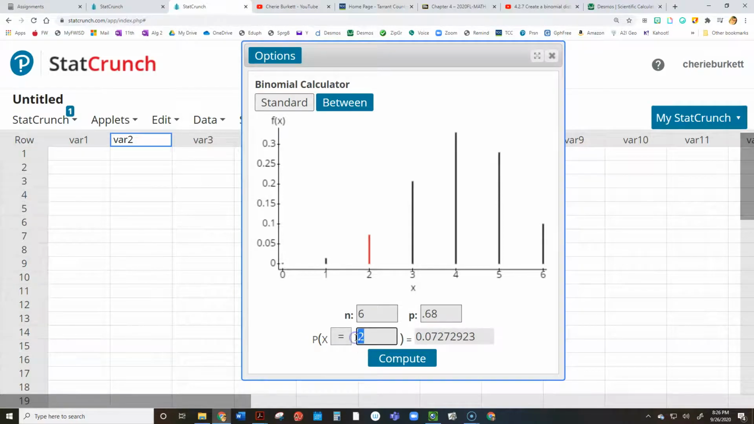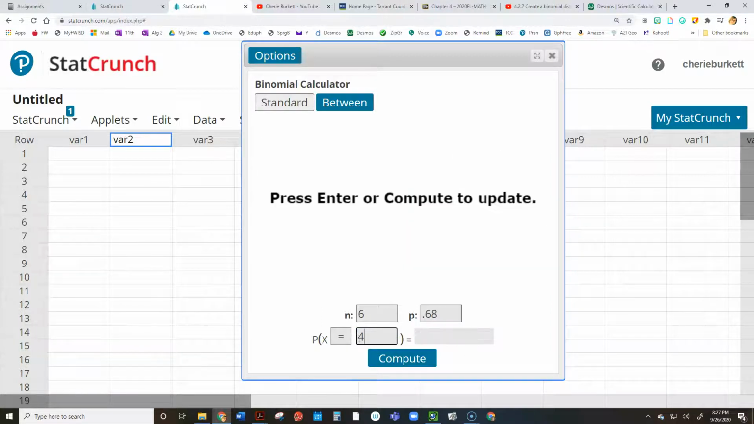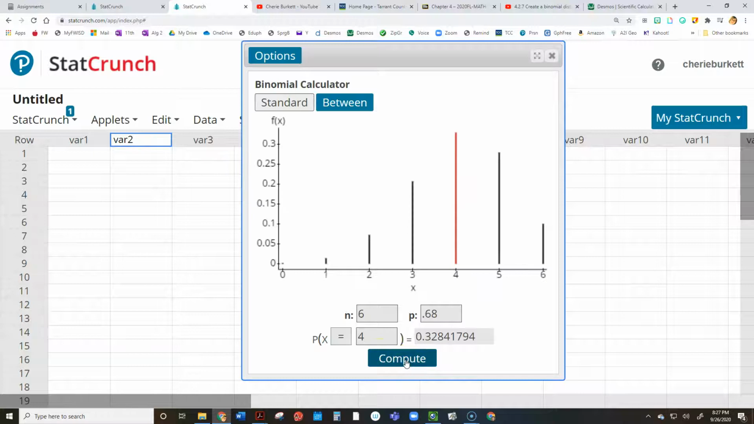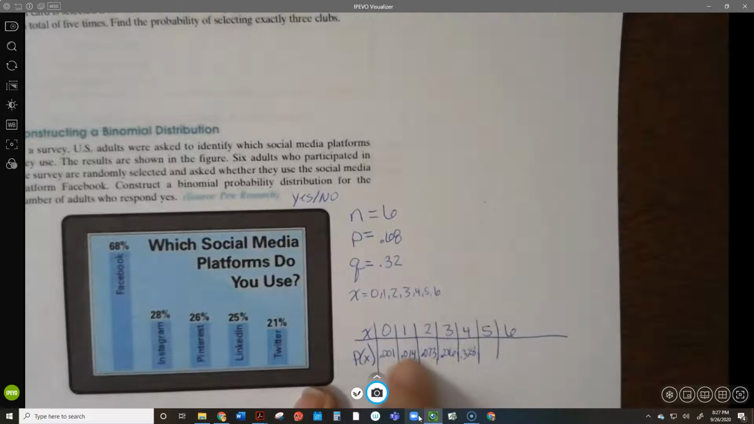You do what is 3, and 3 decimal places would be 0.206, and for 4 people who said yes, they use Facebook, that is 0.328. I did not make my table big enough. I'm really having to squish my numbers in right here.